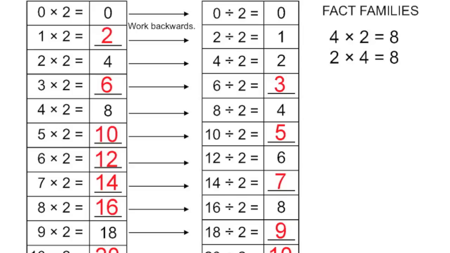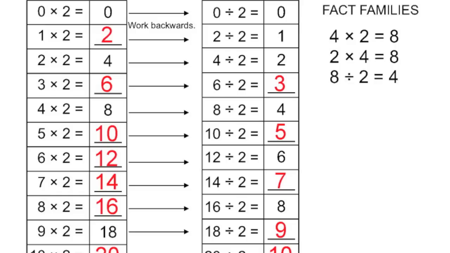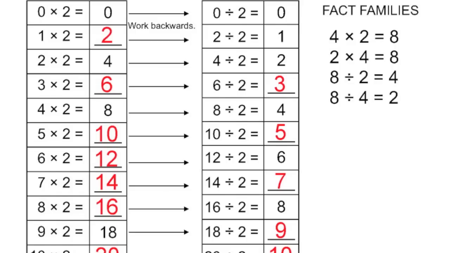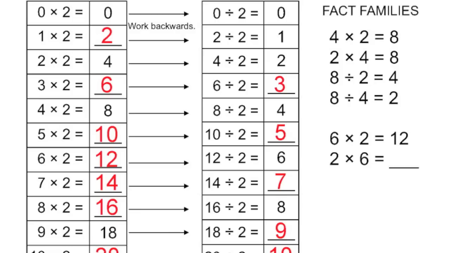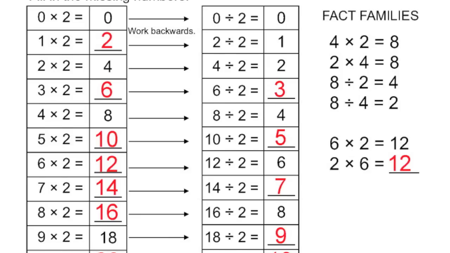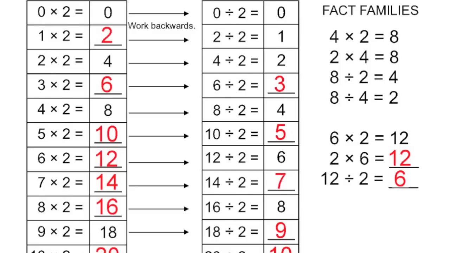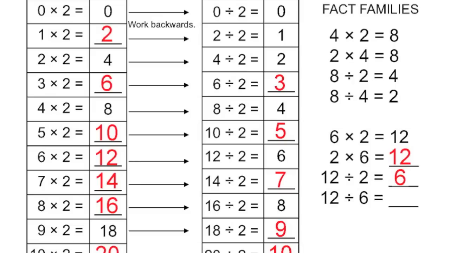Now since this section is called horizontal multiplication and division, I'm also going to need to come up with some division equations. Since 8 is going to be my quotient, I'm going to use that as the beginning. So 8 divided by 2 is equal to 4, and 8 divided by 4 is equal to 2. That makes sense. You have 2 groups of 4 or 4 groups of 2. The next one we have here is 6 times 2 is equal to 12. So I also know that 2 times 6 is equal to 12. Then I could also do 12 divided by 2, and that's equal to 6. And then 12 divided by 6, and that's equal to 2.